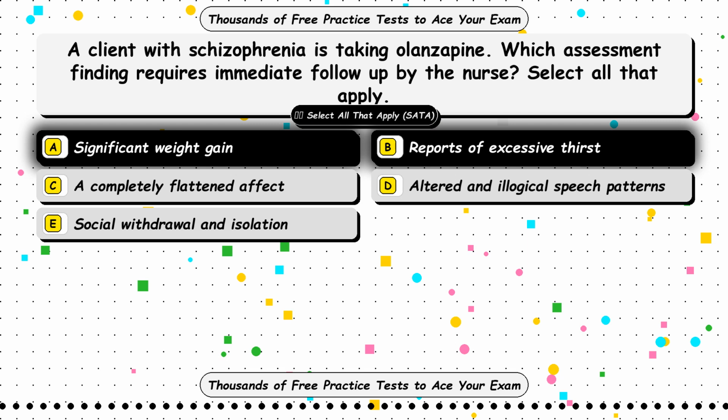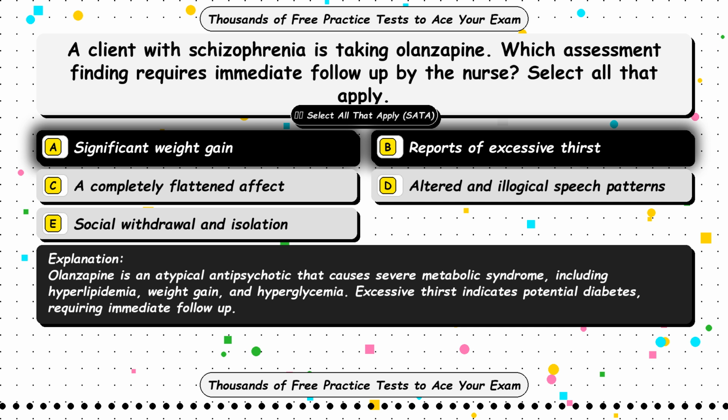The correct answers are options A and B, significant weight gain, reports of excessive thirst. Olanzapine is an atypical antipsychotic that causes severe metabolic syndrome, including hyperlipidemia, weight gain, and hyperglycemia. Excessive thirst indicates potential diabetes, requiring immediate follow-up.